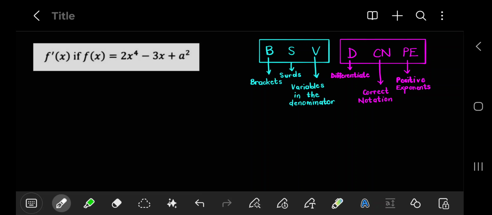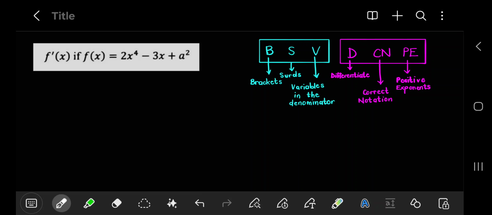It is f of x, not f of a. So a would be a constant. Even if we were to have any other letter being added on, such as y, z, b, c, d, etc., any letter at all, any other letter other than x would be treated as a constant.